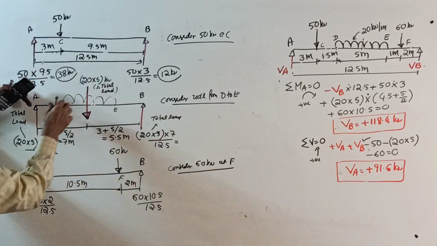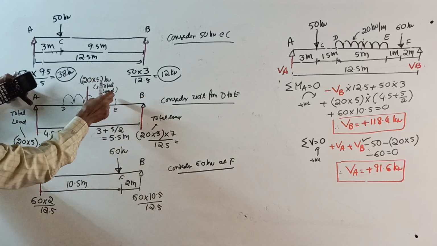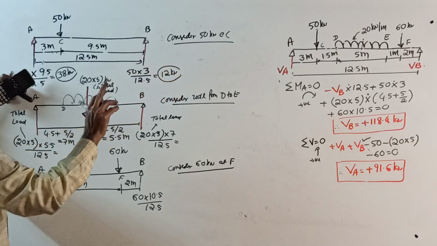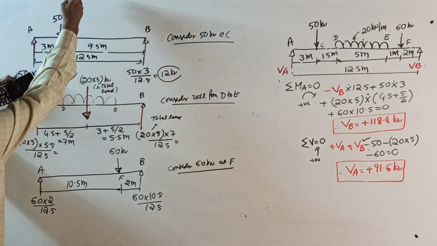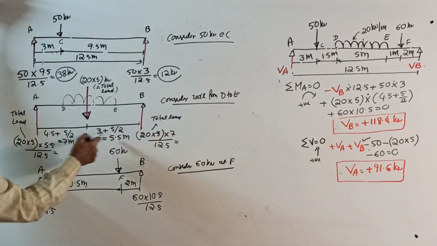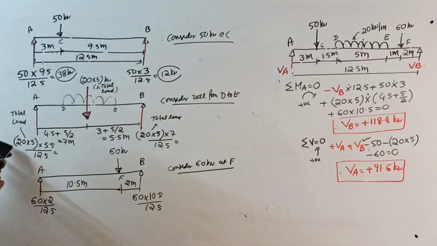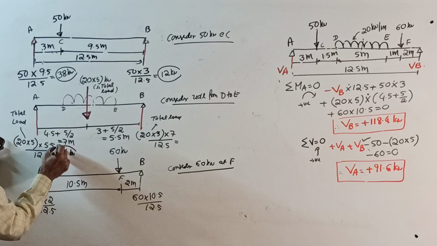This reaction is, this 20 into 5 is the total load. See, when you write 20 kN per meter, it is not load. 20 kN per meter for 5 meter is load, into other 5.5 by 12.5. Already written here, 12.5. 20 into 5.5 by 12.5, 100 into 5.5 divided by 12.5, 44 kilonewton. It is 44 kilonewton.